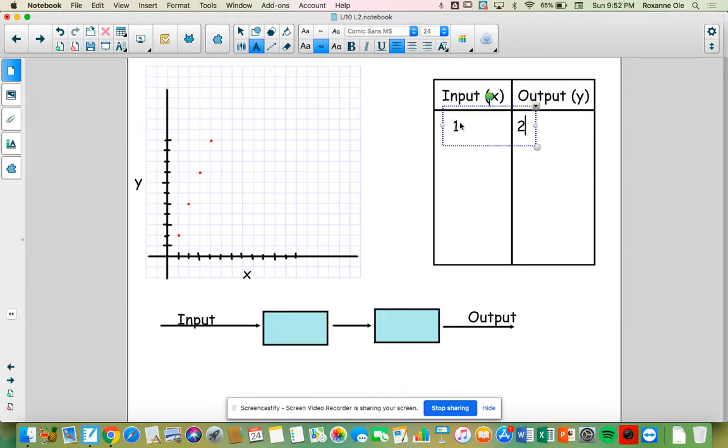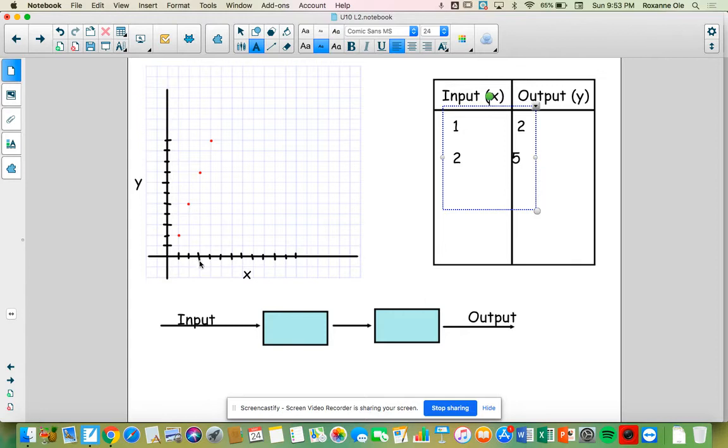And 2 here. Next, let's look at the graph again. When we have 2 on the x-axis, we have 5 on the y. So 2 and 5. Okay, next one.